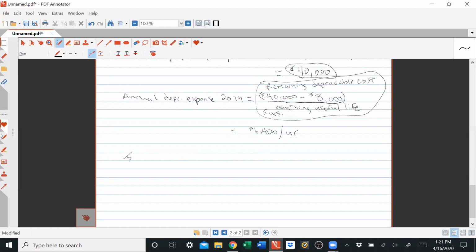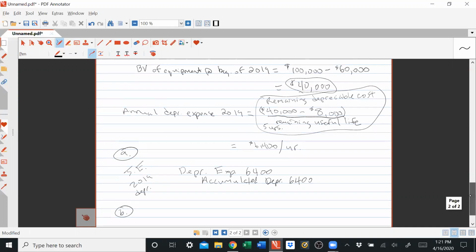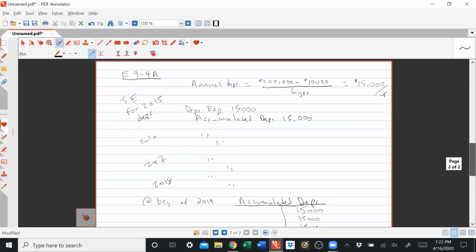So the journal entry for 2019 depreciation is debit depreciation expense for 6,400, credit accumulated depreciation 6,400. So this is part A. Part B, do you see though, to do part A, we had to do this other stuff.